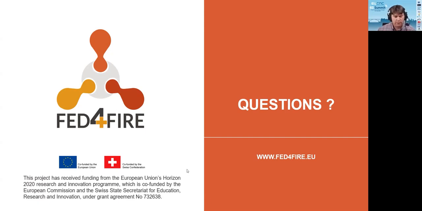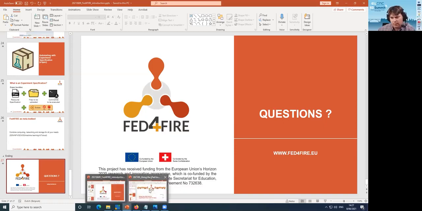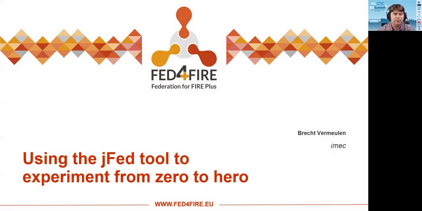the second part, and that's the hands-on part. So how do you now use those testbeds? That's a part called using the JFED tool to experiment from zero to hero. JFED is actually the tool that we developed at the start of Fed4FIRE, and it is a tool that didn't exist before. We wanted it to work, of course, with the identity provider of Fed4FIRE, and that it had access to all those testbeds. So that's how we developed JFED.